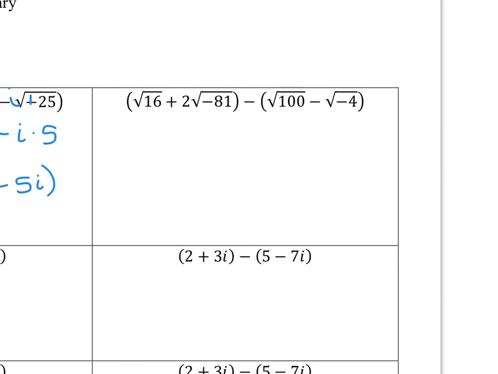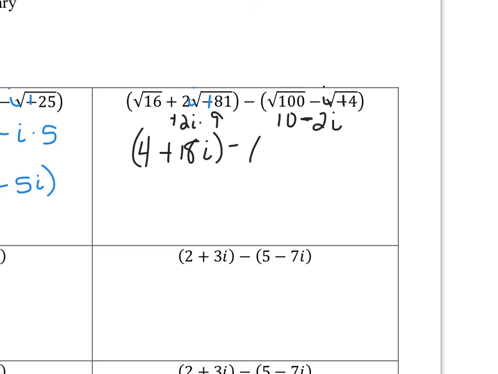Square root of 16 is 4. When you're here, remember, make that positive, put the i there. So then this is 2i times 9. So that's plus 18i. Now we were subtracting here, so it's minus. The square root of 100 is 10. This number right there. So the square root of 4 is 2, so it's minus 2i. Stays minus 2i. That negative under the radical does nothing to the outside sign.